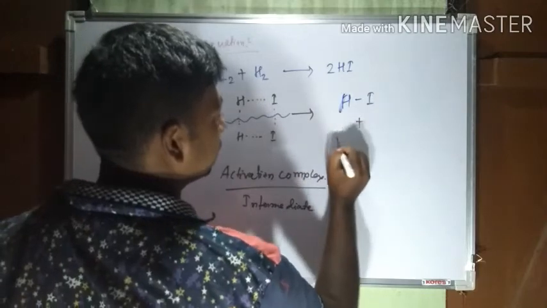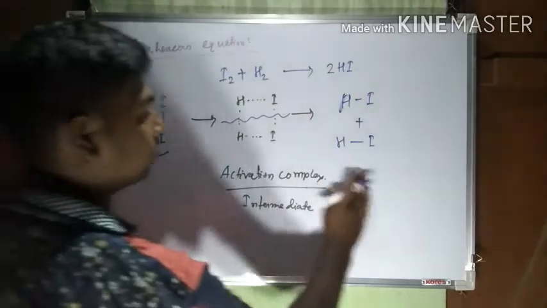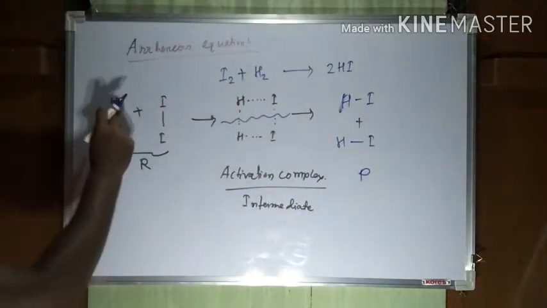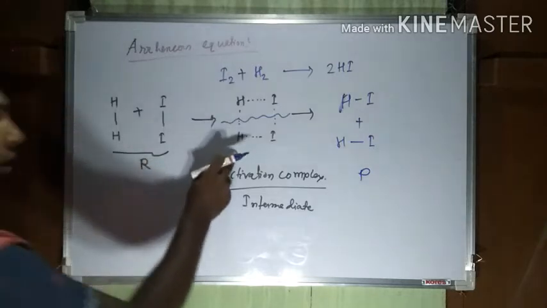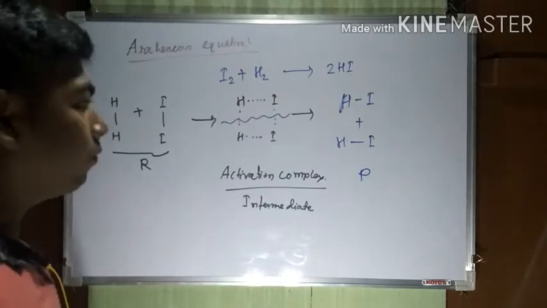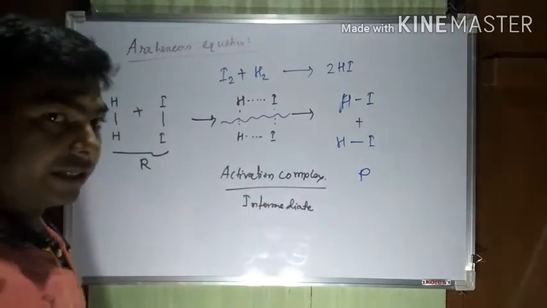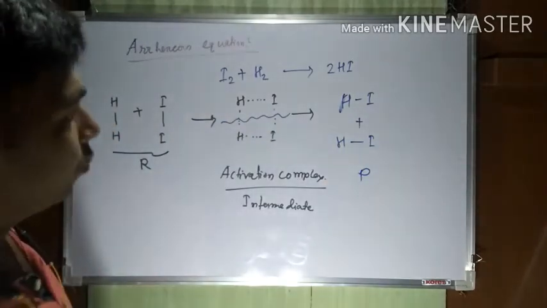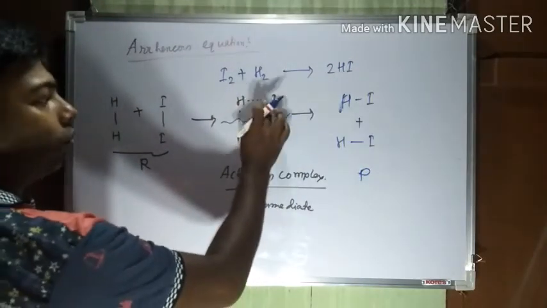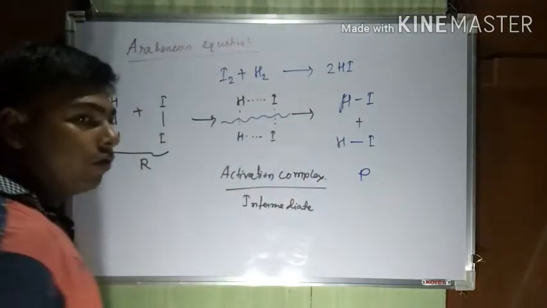HI plus another HI. Sorry, this one is the product. Here the bonding between hydrogen and iodine is not a full bond, which is known as the activated complex and intermediate. In the last step, when the products form, it becomes HI. That means this bond is broken and this bond is formed. That's why there are two molecules of HI.